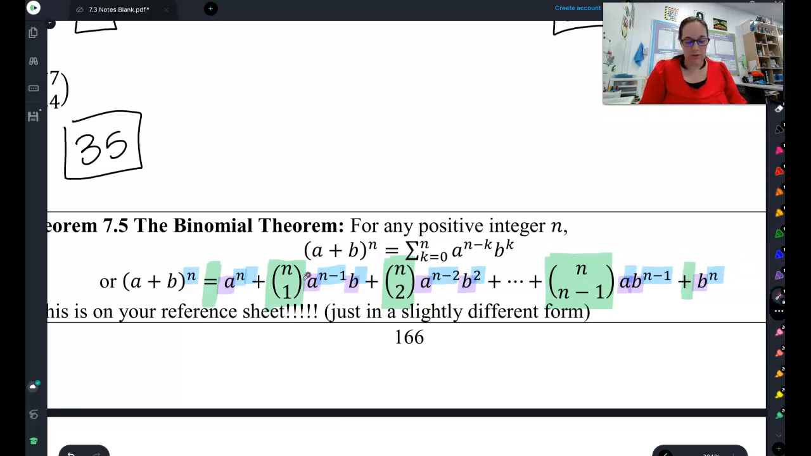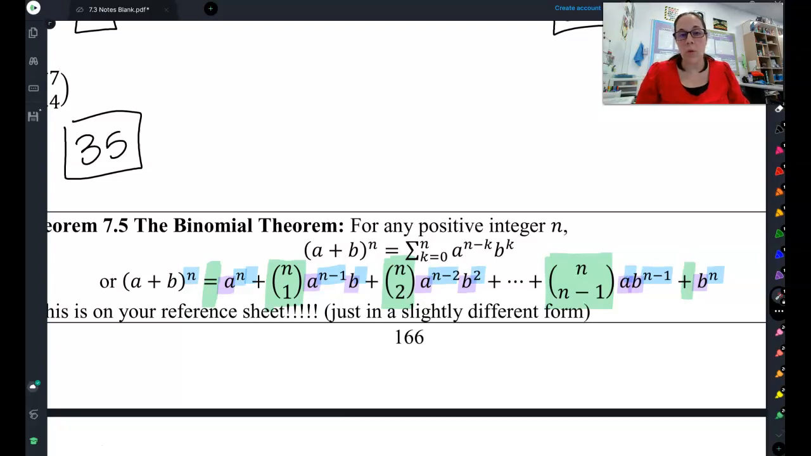Turns out that this green coefficient in front is whatever your exponent is. So say it's to the 7th power. This would be 7 choose 1. And the next one would be 7 choose 2, 7 choose 3, 7 choose 4, 7 choose 5, 7 choose 6. And then the last one would be 7 choose 7. And you can just put those into your calculator. So that is another way to find those coefficients in front.